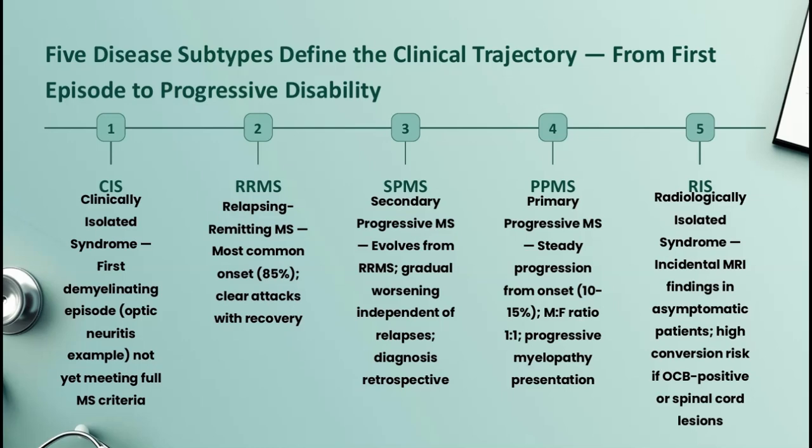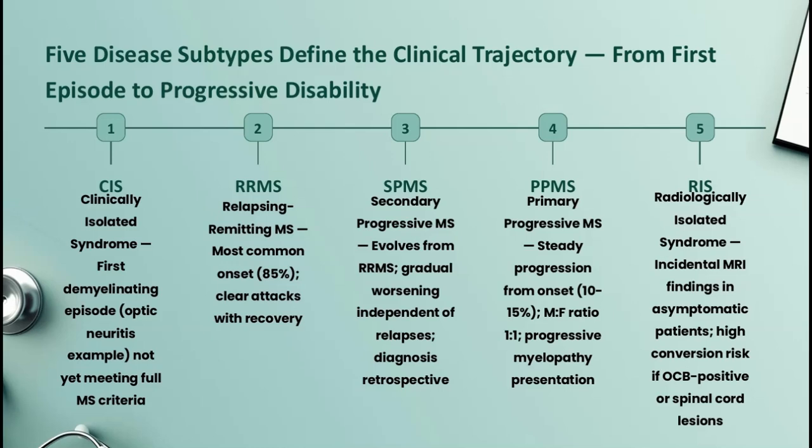The most common subtype is relapsing remitting MS, accounting for approximately 85% of initial presentations. This is characterized by clearly defined relapses, followed by periods of partial or complete recovery. Over time, many untreated patients transition into secondary progressive MS. Here, disability gradually accumulates independent of acute relapses.